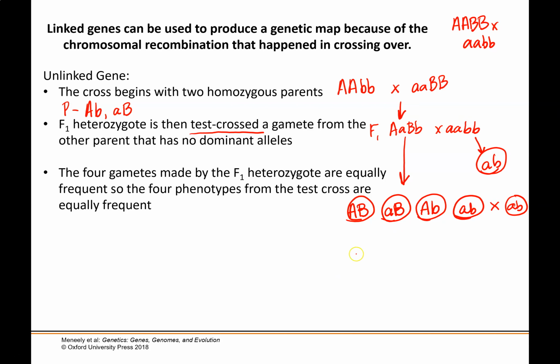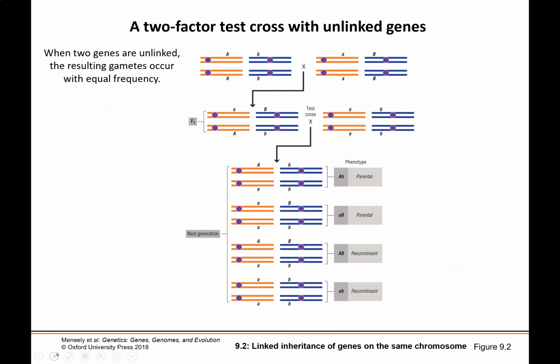Now when this happens, the phenotypes of your F2 are all going to occur in a 1:1:1:1 frequency. They are going to be the big A, big B phenotype, the little a, big B phenotype, the big A, little b phenotype, and the little a, little b phenotype. They are going to occur in equal proportions.